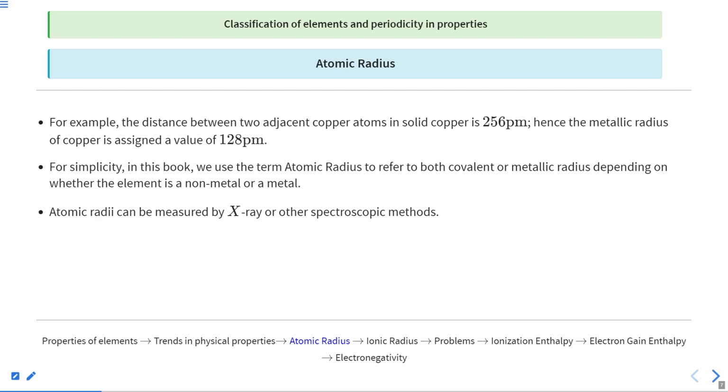For simplicity, in this book, we use the term atomic radii to refer to both covalent and metallic radii. So for both of these, we use the term atomic radii. We do not use the terms covalent and metallic separately. Atomic radii can be measured by X-ray or other spectroscopic methods, right?